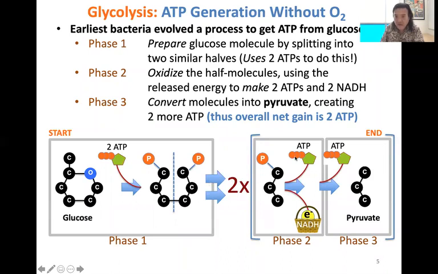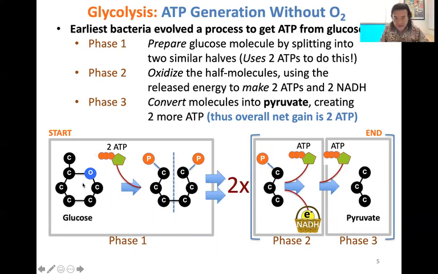So therefore, you end up getting 1, 2, 3, 4 molecules of ATP out of this part of the cartoon. But remember, you spent 2 molecules of ATP just to allow this to happen at the beginning, right? So therefore, the net overall gain of glycolysis is you get 2 ATPs out of a molecule of glucose. Right? Let's look at these phases in a little bit more depth.